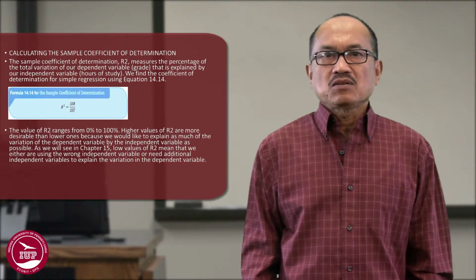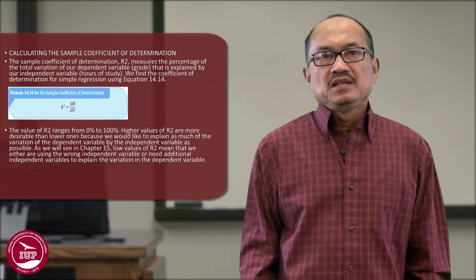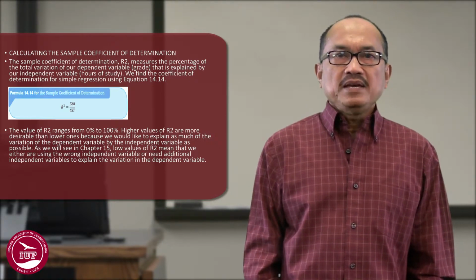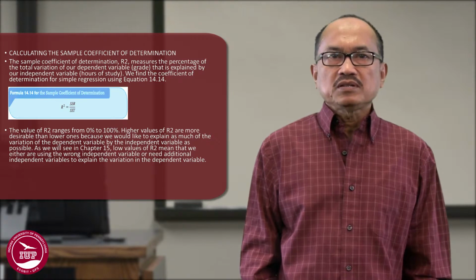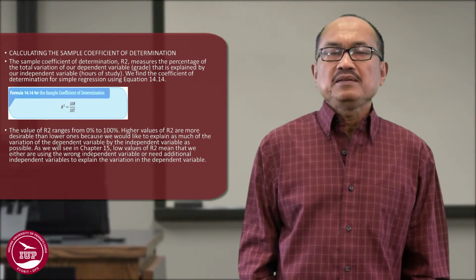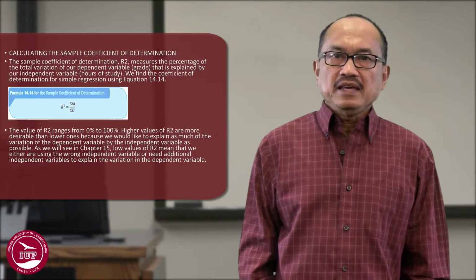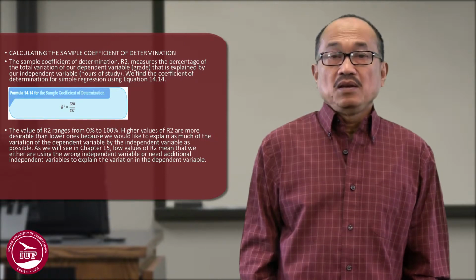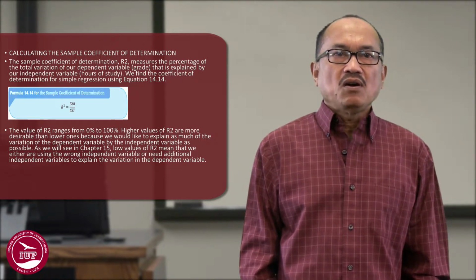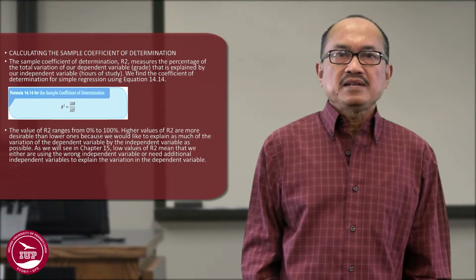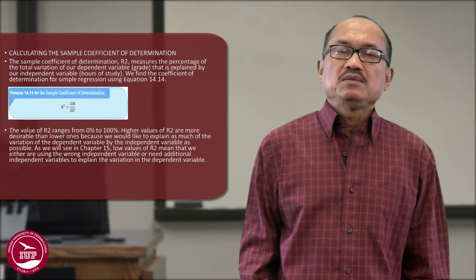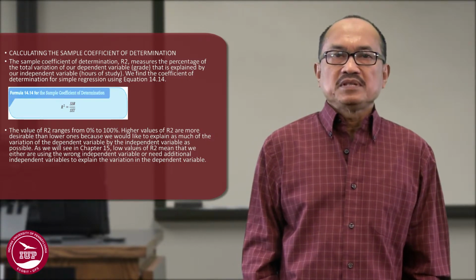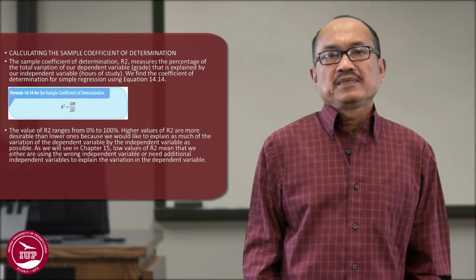Calculating the sample coefficient of determination. The sample coefficient of determination, or R-square, measures the percentage of the total variation of our dependent variable, or grade, that is explained by our independent variable, or hours of study. We find the coefficient of determination for simple regression using equation 14.14. The value of R-square ranges from 0% to 100%.